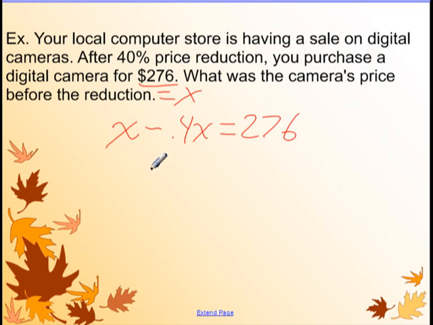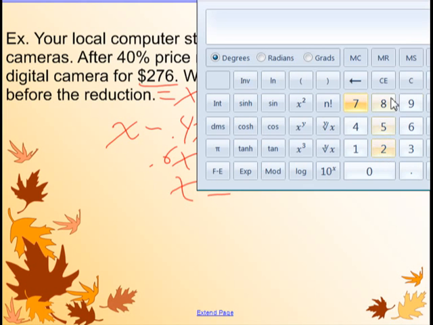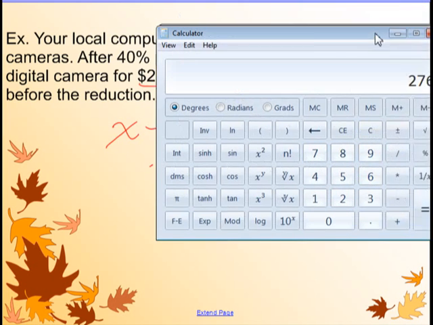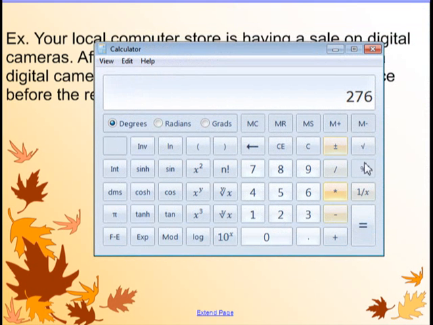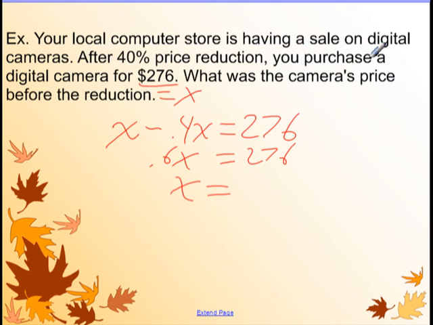And if we simplify over here, we'd get 0.6x equals 276, and then we could divide by 0.6, and I guess I should do that. 276, sorry, you can't see that on your screen. 276 divided by 0.6, and I get $460.